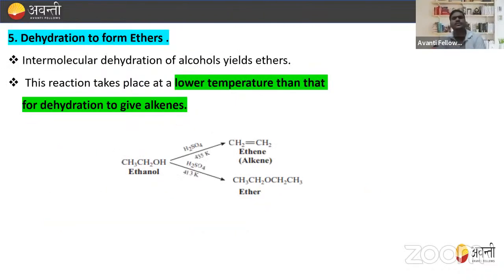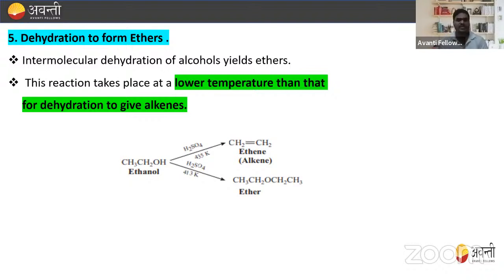Now, dehydration to form ether. How does alcohol dehydrate to form ether? Basically, intermolecular dehydration of alcohol gives ether. This reaction takes place at a lower temperature than the dehydration to give alkenes.